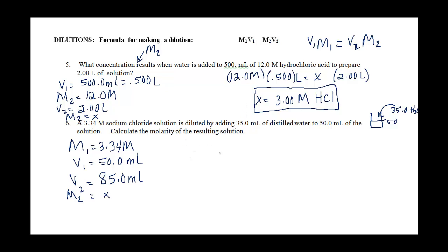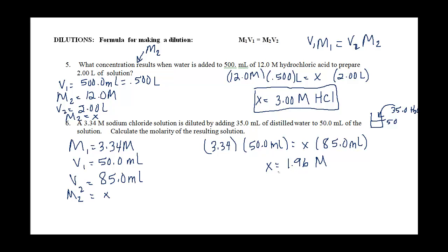Okay, so if I look at that again, the math is going to be the same. 3.34 in this one, and I had 50 milliliters of it. I want to know what's my new concentration when I've added enough water to now have 85 milliliters. Notice I didn't have to change them to liters because they were both in milliliters, so they were the same. So 3.34 times 50 divided by 85. And so this gives me a new concentration that should be smaller than my initial concentration, 1.96 molar.